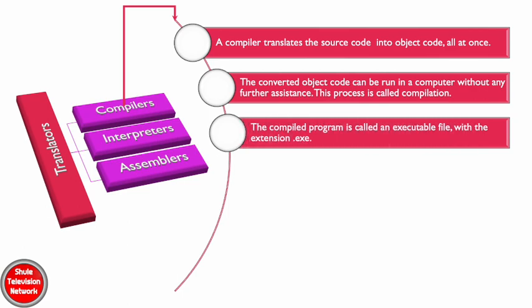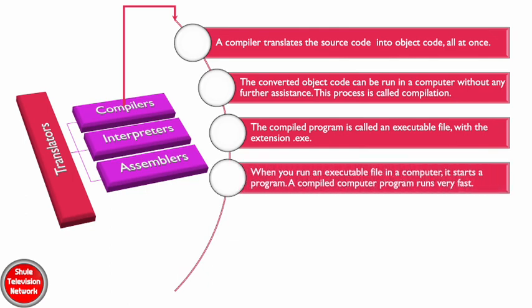The compiled program is called an executable file, with the extension exe. When you run an executable file in a computer, it starts a program. A compiled computer program runs very fast.